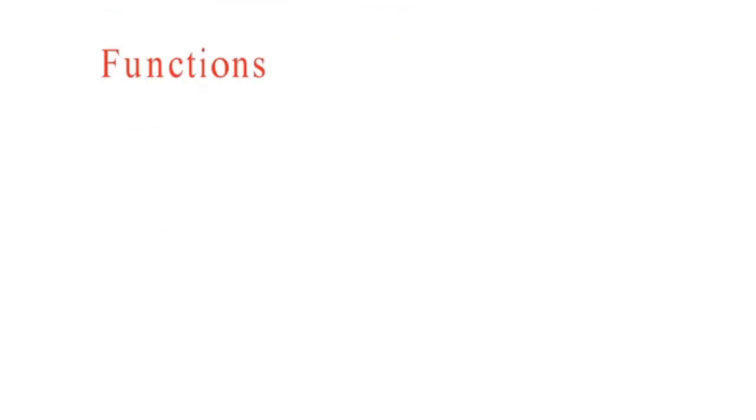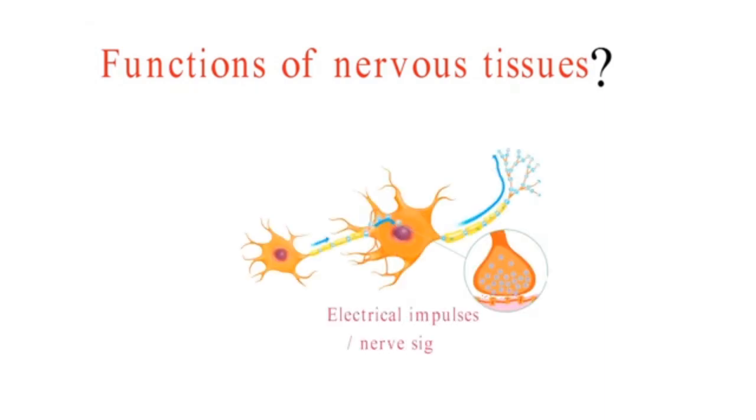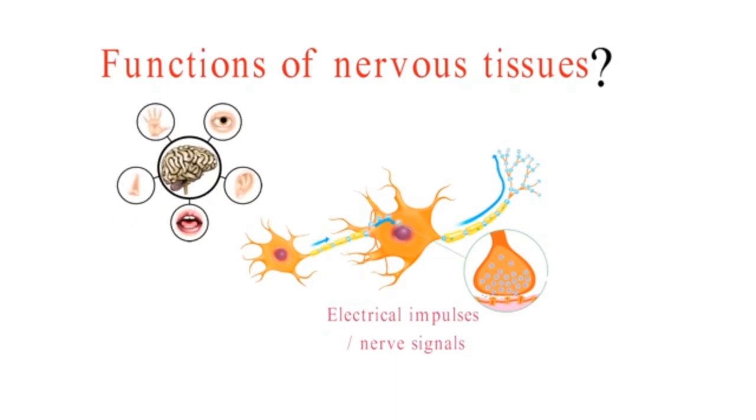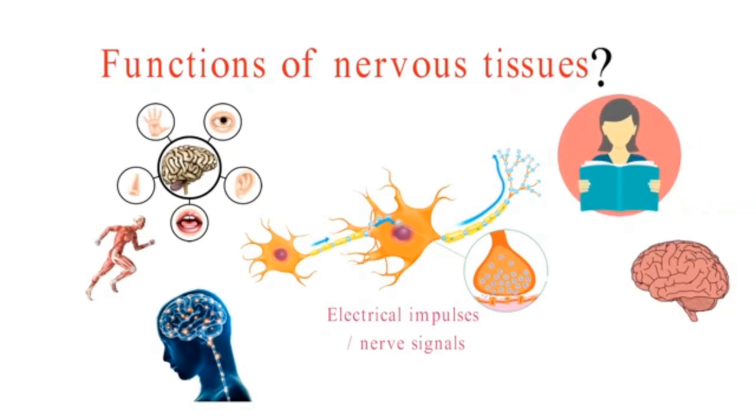So, what's the function of nervous tissue? Well, it's all about transmitting electrical impulses or nerve signals. These signals are vital for sensory perception, motor control, coordination, and communication within our bodies. Nervous tissue also plays a significant role in higher cognitive functions like memory, learning, and decision-making.